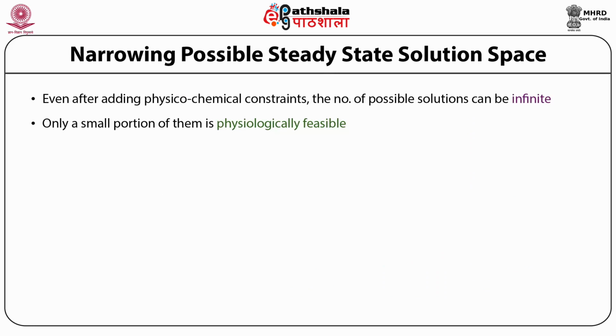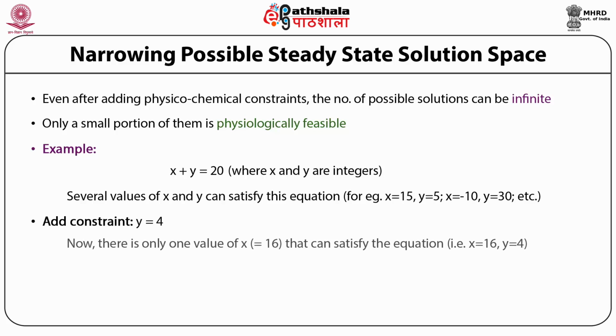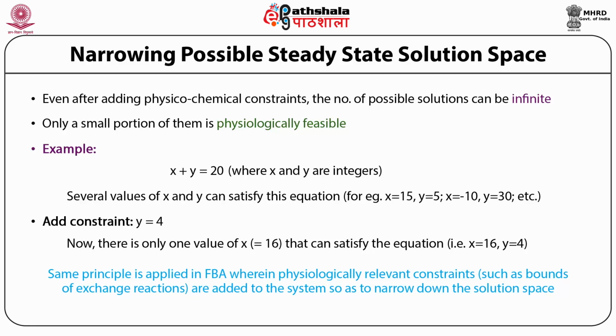As an example of how possibilities are narrowed, we have taken x plus y equals 20, and many values of x and y can satisfy the equation. Like x equals 15 and y equals 5, or x equals 10 and y equals 10, or even minus 10 and 30. We can have many types of values. But if we use y equals 4, let us say, then only we get x equals 16. This type of principle is applied to FBA, using physiologically relevant concentrations, such as bounds of exchange reactions, so that we can narrow down the solution space.